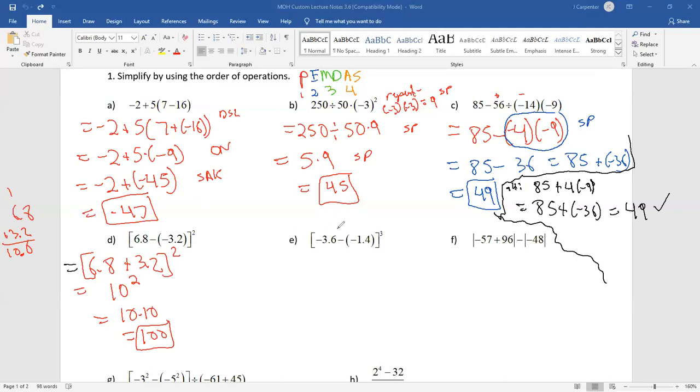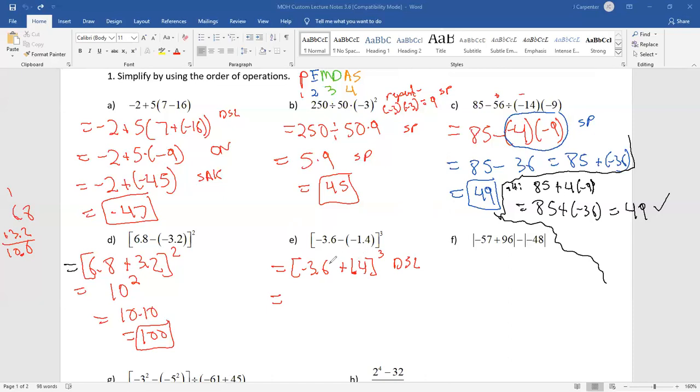E, very similar problem. So we're going to focus our attention inside the bracket, inside the parentheses first, because that's what goes first. So that 3 is going to be the very last thing we do as an exponent. But we have that double negative again, so let's change that to bracket negative 3.6 plus 1.4, and then cube it. So inside the bracket again, we're focusing our attention inside here. Don't worry about the cube. This is an addition. That's the only thing to do, so we have to do it. And they're opposite signs. So that would be different, subtract, keep the sign of the larger.